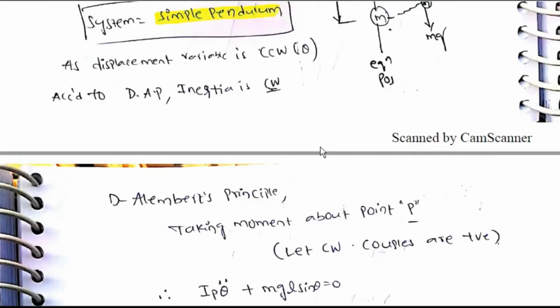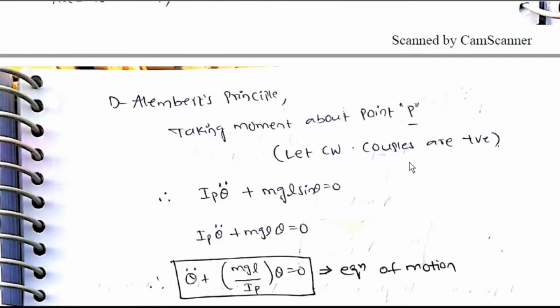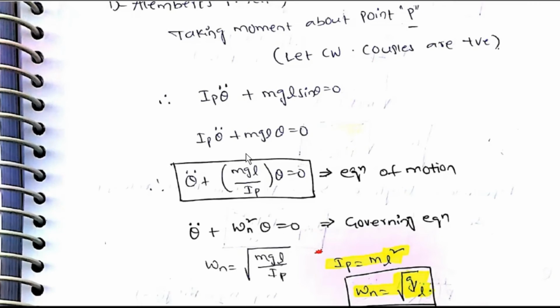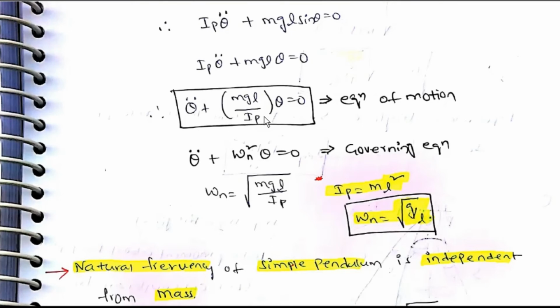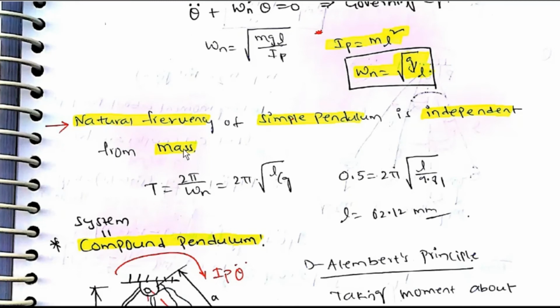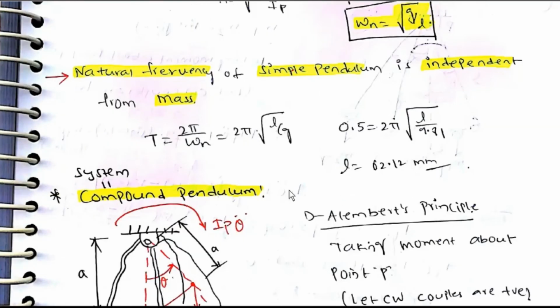D'Alembert principle, taking moment about P. Let clockwise couples be positive. IP theta double dot plus mgl sin theta is equal to 0. IP theta double dot plus mgl theta is equal to 0. Theta double dot plus mgl by IP into theta is equal to 0. Comparing with the equation of motion, theta double dot plus omega n square theta is equal to 0, omega n is equal to root of mgl by IP. IP is equal to m l square, so omega n is equal to root g by l. The natural frequency of a simple pendulum is independent of mass. T is equal to 2 pi by omega n, which is equal to 2 pi root l by g.